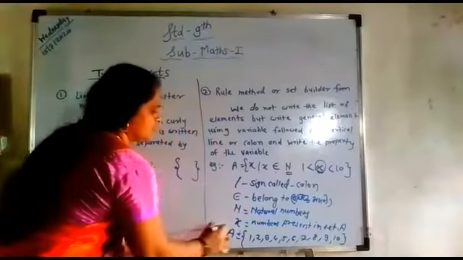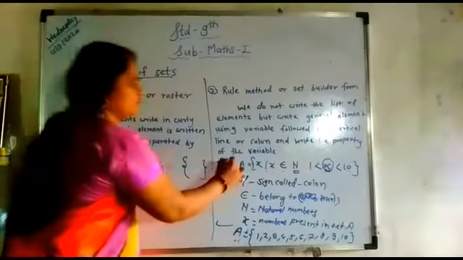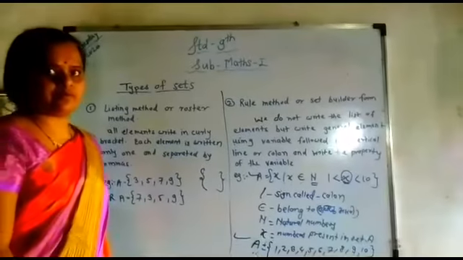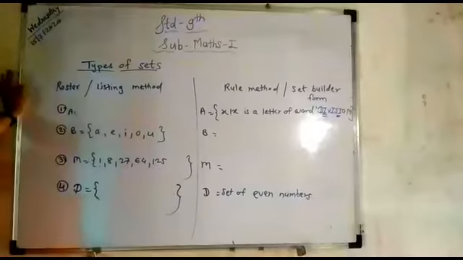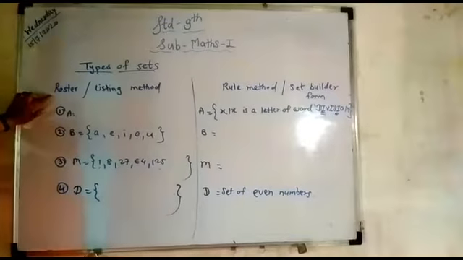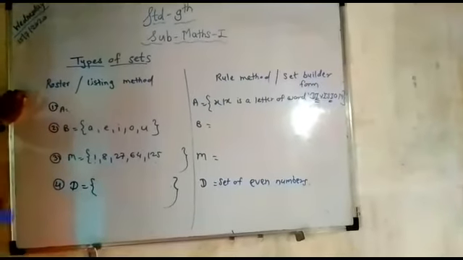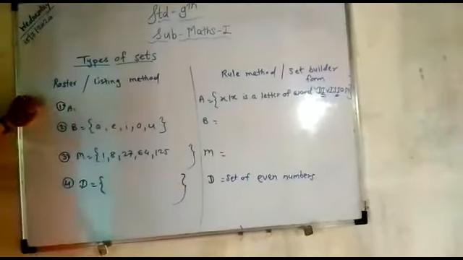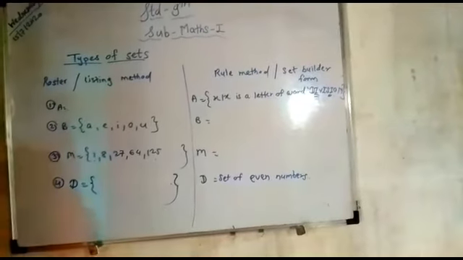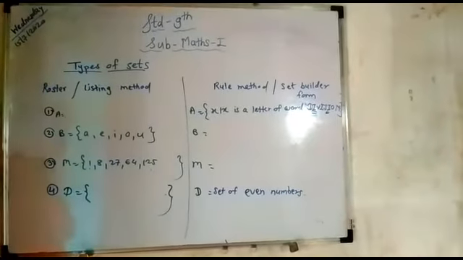This form is called the roster form, and this form is called the set method or the set builder form, the rule method. Here we see how to convert the roster method into the rule method, and the rule method into the roster method. First example, in set builder form: x oblique x is a letter of the word DIVISION.